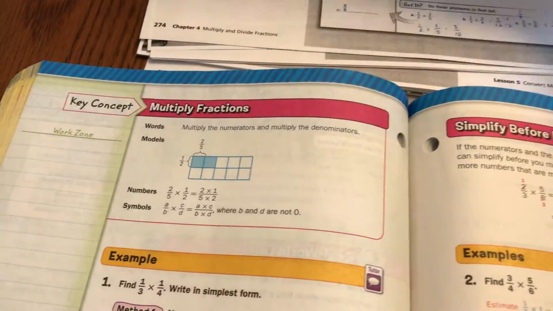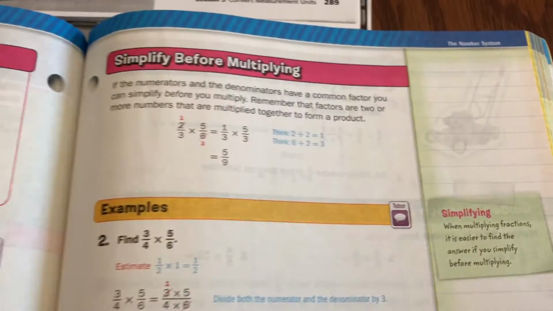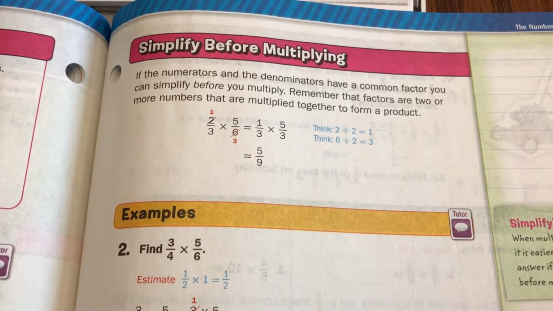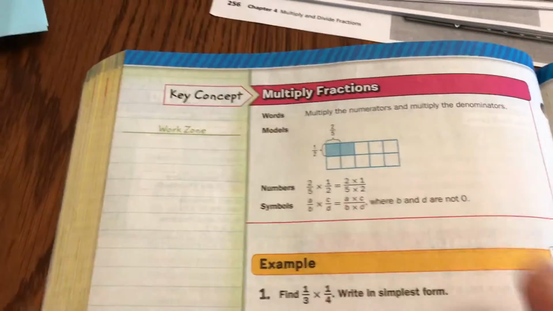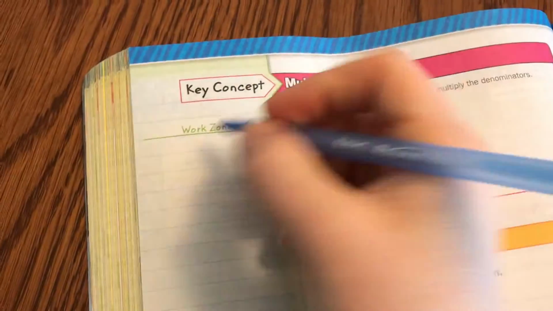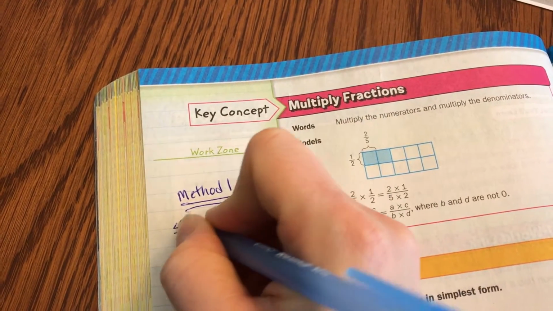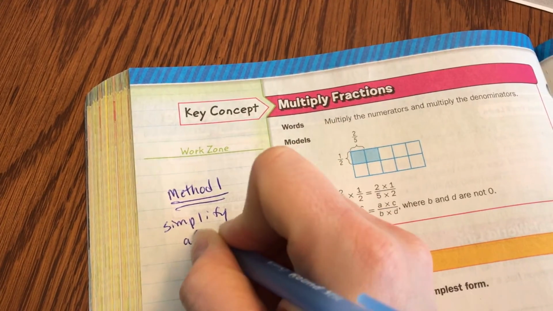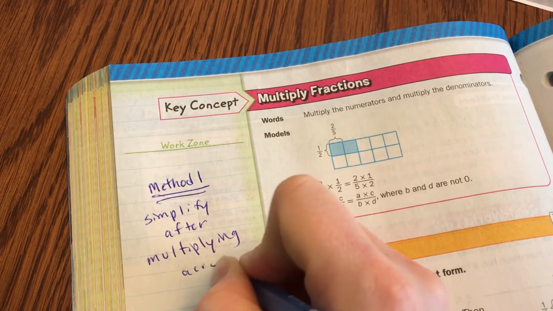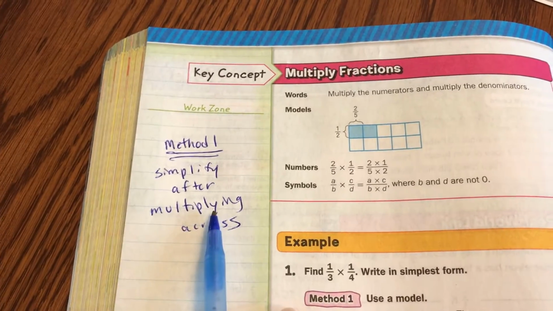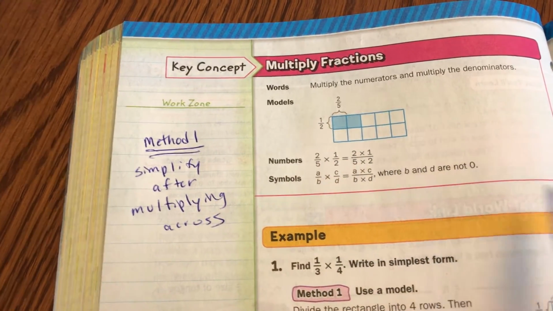So let's see what we have in store. On the first page, we have multiply fractions. And on the second page, we have simplify before multiplying. So essentially, we're going to have two methods here. One is what we've been doing. That's this. And what we've been doing here, let's write this. Method 1. This method is we simplify after multiplying across. That's what we did in the last lesson. We multiplied across and then we simplified.